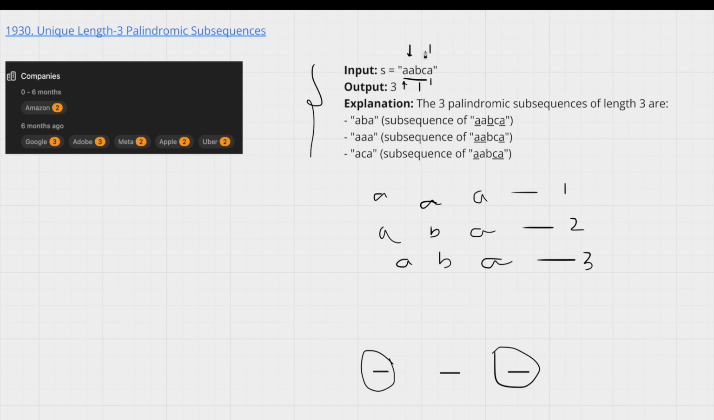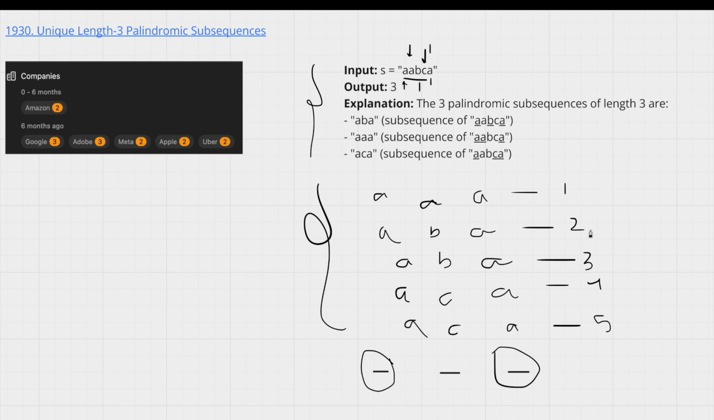Now we are at C. For C, we have a B on the left, but we do not have a B on the right-hand side, so that is not a palindrome. But for C, we have this A and that A. That is one, so it makes 4. Now for C, we have one more A on the left-hand side and an A on the right-hand side. That is the 5th. So a total of 5 subsequences are there.